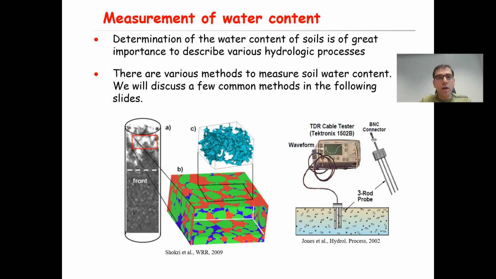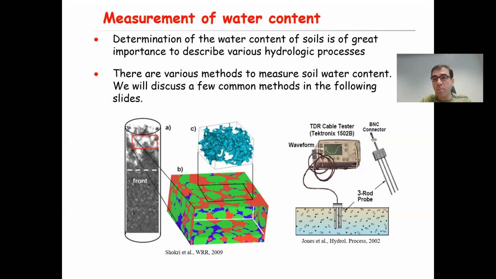Okay, so let me read it from here. That is, the determination of the water content of soils is of great importance to describe various hydrologic processes. I believe you all agree with me that it is important to know how much water we have in soil to be able to describe various hydrological processes like water evaporation, soil salinization, microbial activities, irrigation, and so on. So it's important to have an accurate measurement of the amount of the available water.